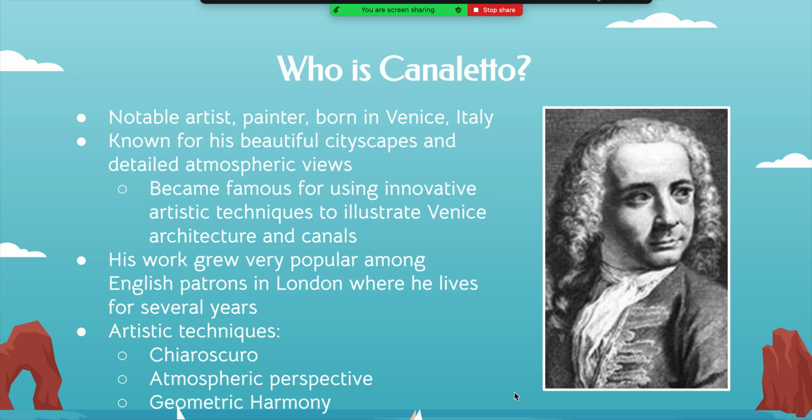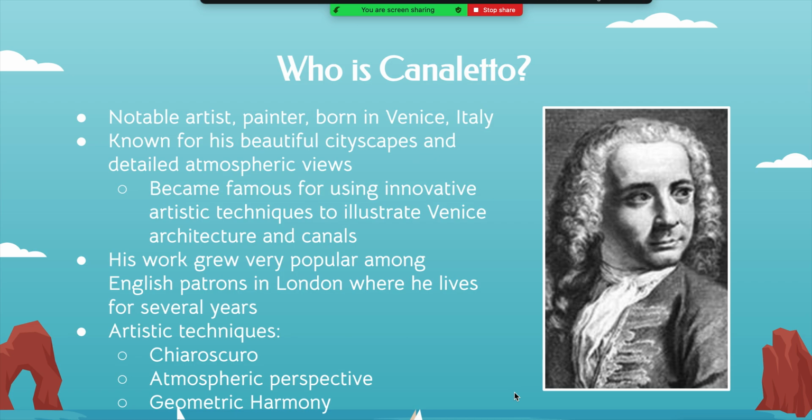What made him so famous was the usage of really innovative artistic techniques that would illustrate Venice architecture and canals and make it look very much as if it was a photo. That's actually what really interested me in his works. I saw one of his paintings and I really thought that was a photo taken on a camera. They're absolutely amazing and so realistic, but we'll look at that later.